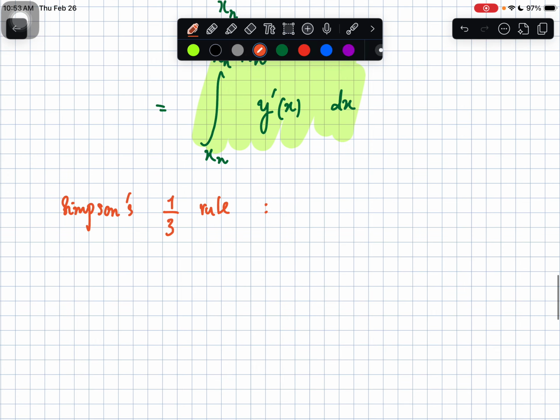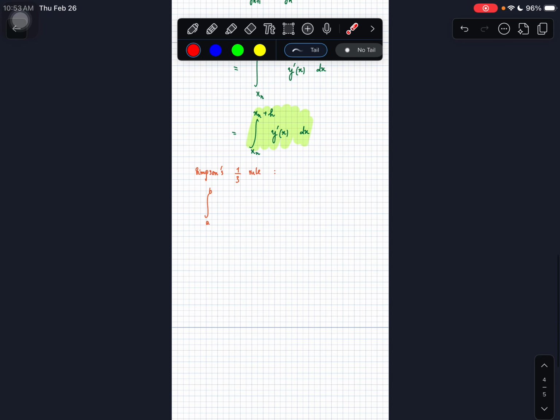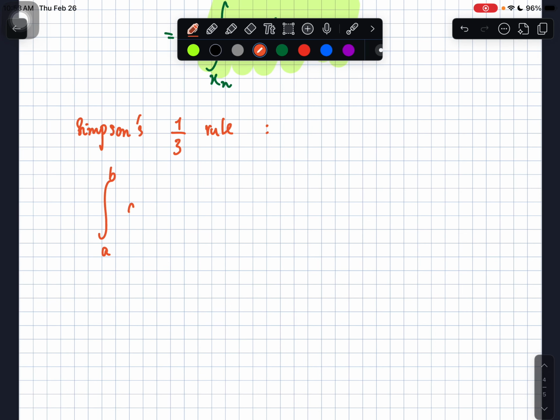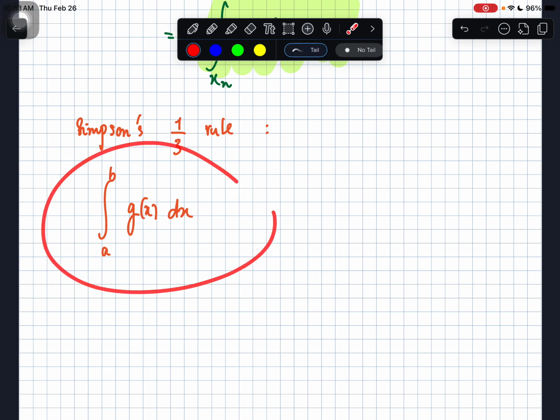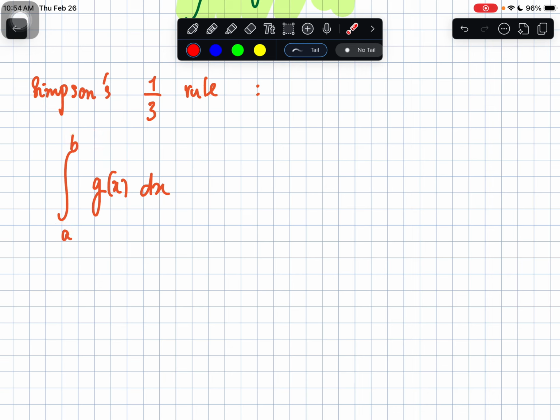So here's how it goes. If you have an integral like this, from a to b, say f of x, or to make it different from that function f of x we have over here, I will use g of x dx. If you learned calculus, you know that this integral is just the area under this curve between a and b. There are many methods to approximate the area under the curve, and here they use the Simpson rule.